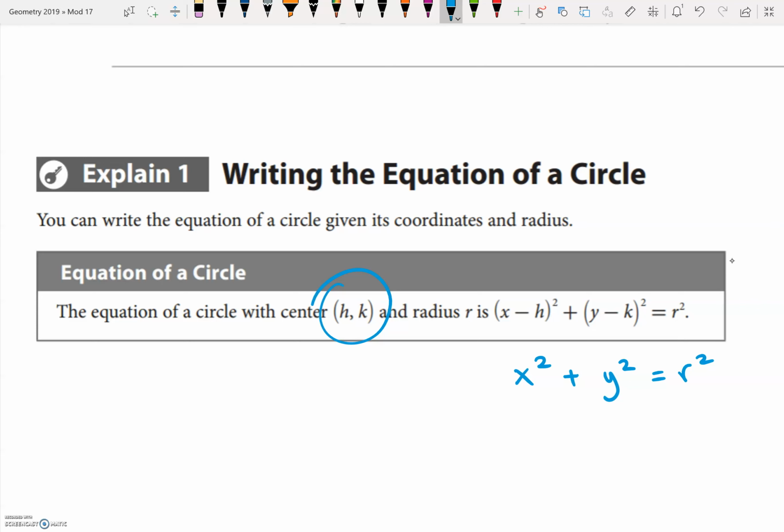The reason why this is the parent equation with h and k being at 0, 0 is if I was to say h was 0, if I was to say k was 0, then we would have x minus 0, which is just x. So we've had x squared, and then y minus 0, which is just y squared. And r squared is the radius. So this is the radius of the circle. And I think the easiest way to show you how this works is through Desmos.